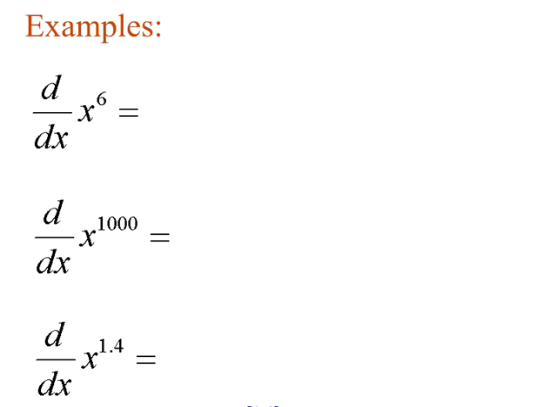All right, some examples here. X to the 6th is going to be 6x to the 5th. X to the 1,000 becomes 1,000 x to the 999. X to the 1.4 becomes 1.4 x to the 0.4.